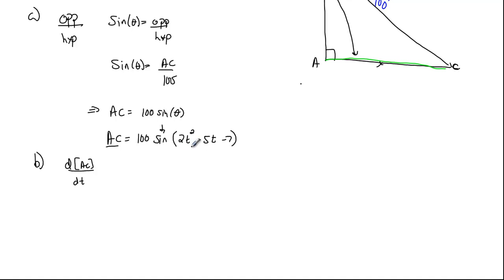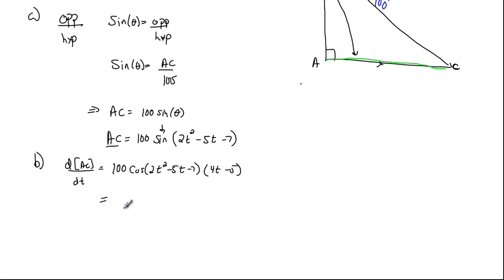But that's okay because our variable for AC is in fact t, so this is no major issue. We don't have to worry about implicit differentiation because the variable that relates our length of AC is given in terms of time. So all we're doing is taking the derivative with respect to t. Taking the derivative of this, we keep our 100 out in front as a constant. The derivative of sine will be cosine of the argument 2t squared minus 5t minus 7, but we have to multiply by the derivative of the inside, the derivative of the argument, which is 4t minus 5.